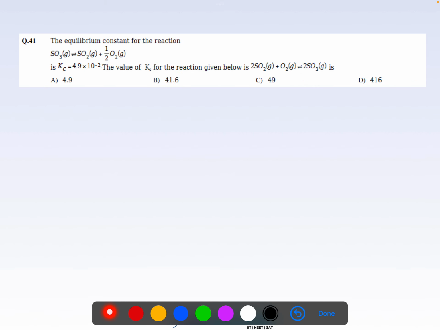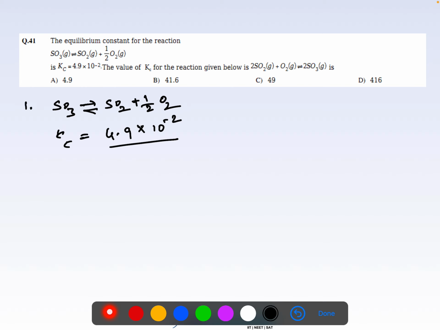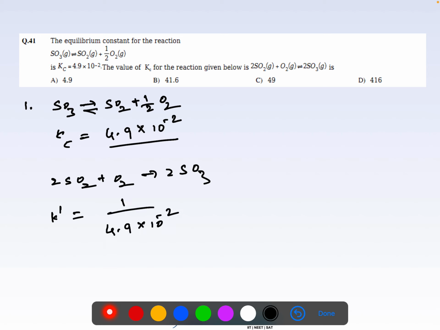Question number 41. Here SO3 is converting into SO2 plus O2 and has reached equilibrium. So for this the Kc value is given as 4.9 into 10 to the power minus 2. Okay. So the question is about what is the equilibrium constant Kc for the reverse reaction 2SO2 plus O2 giving rise to 2SO3. Since it is a reverse reaction, the new equilibrium constant K will be equal to 1 by 4.9 into 10 to the power minus 2. Since it is multiplied with 2, this will be squared.